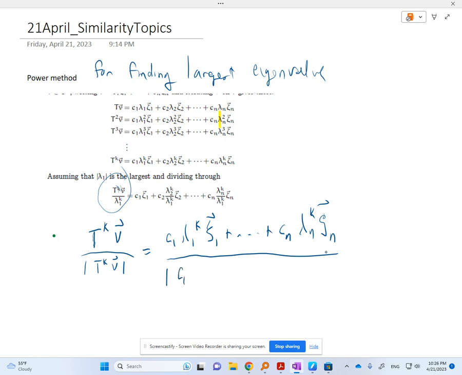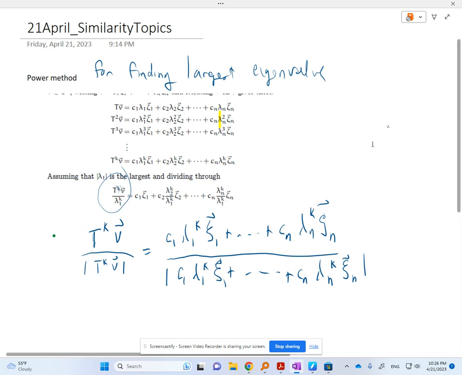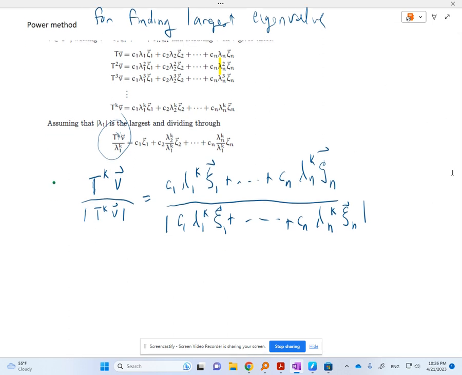Okay, c1 lambda 1 to the k zeta 1 plus dot dot dot plus cn lambda n to the k zeta n. All right. Now, what do I want to do with this? The point is that lambda 1 has absolute value bigger than the other eigenvalues. So this is bigger than all of these. Lambda 2 is the biggest one. Okay.